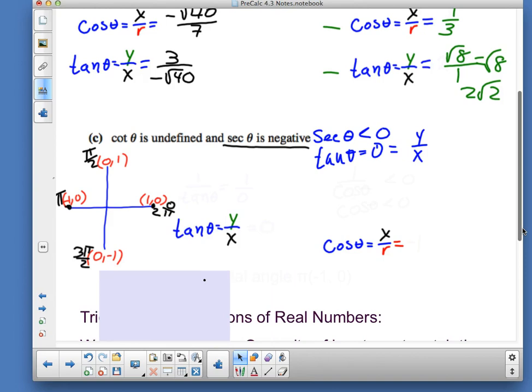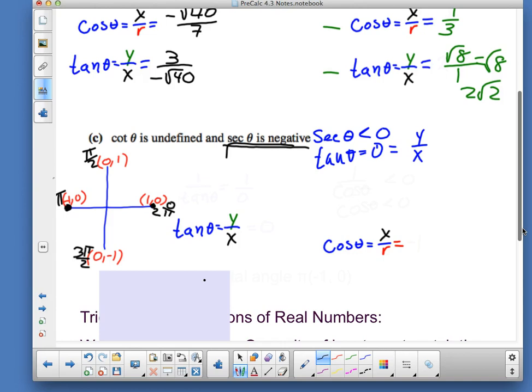Are you okay that this is a quadrantal angle? Because y is 0. It has to be on an axis. X is negative, and we know that secant's negative, so that means cosine's negative, so it's got to be right here. Sitting right there. Those are the 2 possible spots I got. I've got either 1, 0 or negative 1, 0 as my answers.